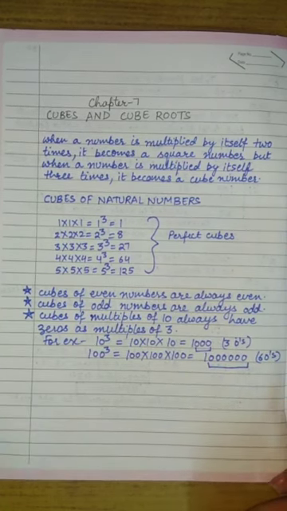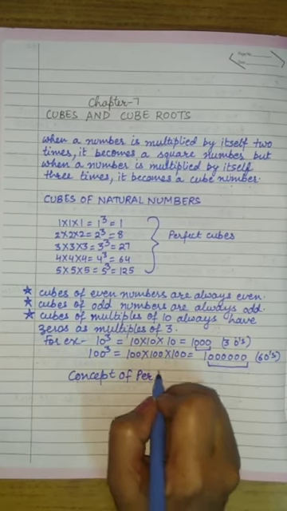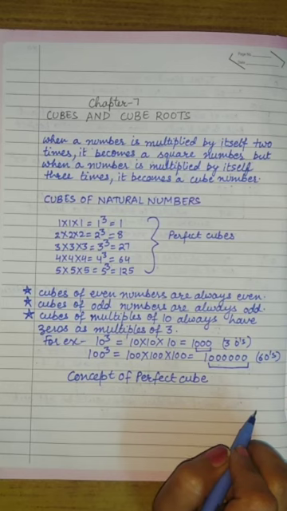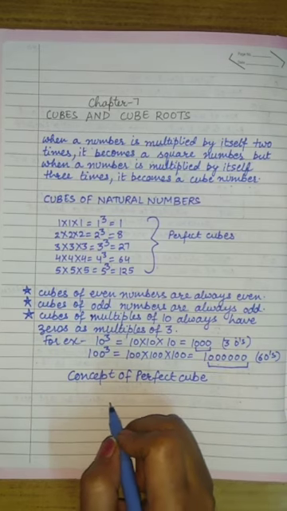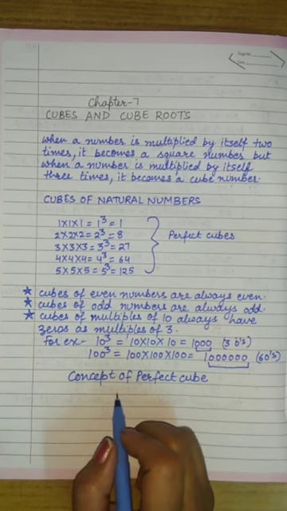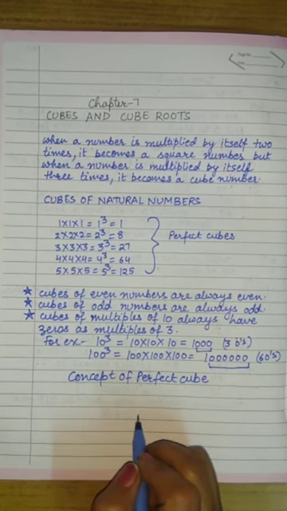Now the next topic in this chapter is the concept of a perfect cube. What do we mean by the concept of a perfect cube? That is, whether a number is a perfect cube or not. If all the prime factors of that number are in triplet form, meaning occurring 3 times, it means that number is a perfect cube. Otherwise, it is not a perfect cube.